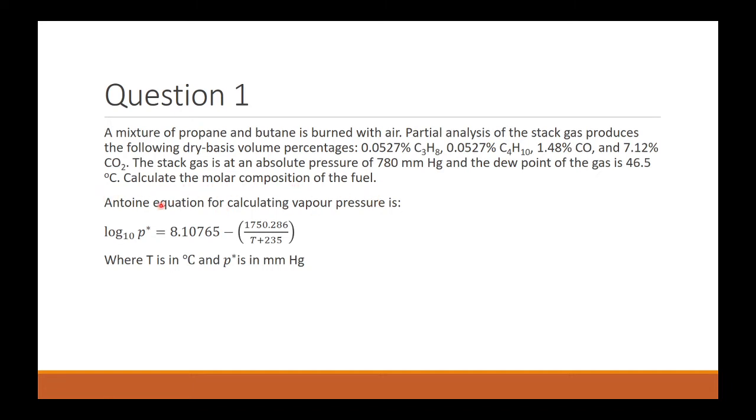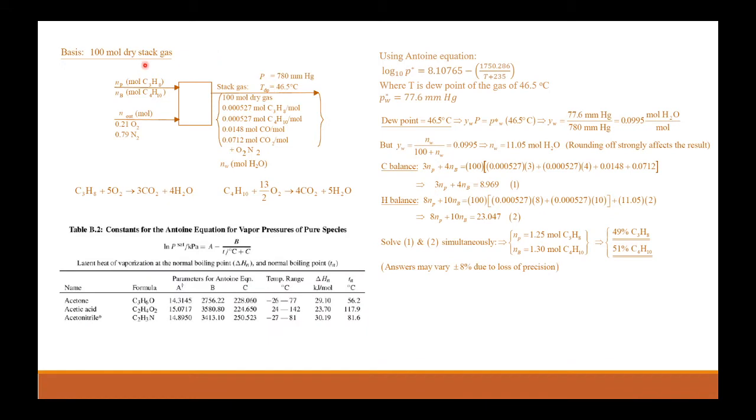So what does that mean? You are given the Antoine equation for calculating the vapor pressure, where T, the temperature, is in degrees Celsius, and P, the vapor pressure, is in mmHg. So we need to calculate the composition of the fuel. Let's draw it out first.